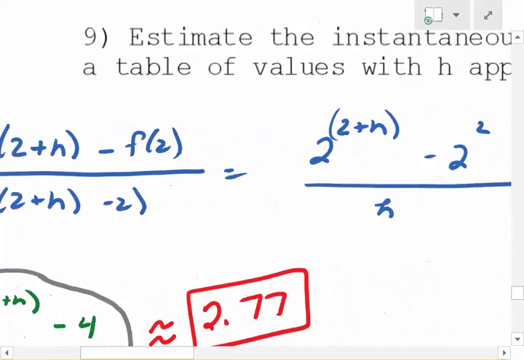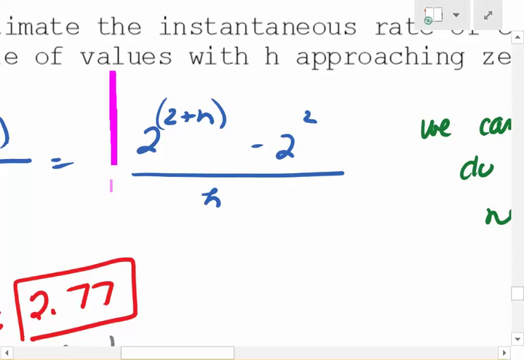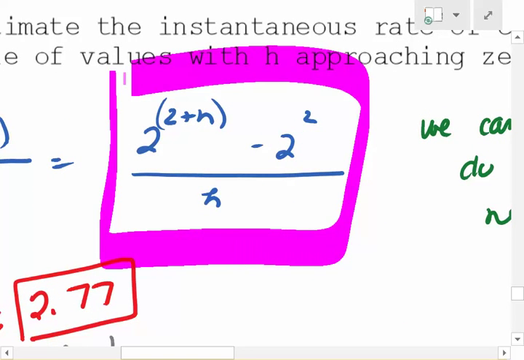or x. So what do you end up with? You end up with this. What's the limit doing? The limit as h goes to what? The limit as h goes to 0.